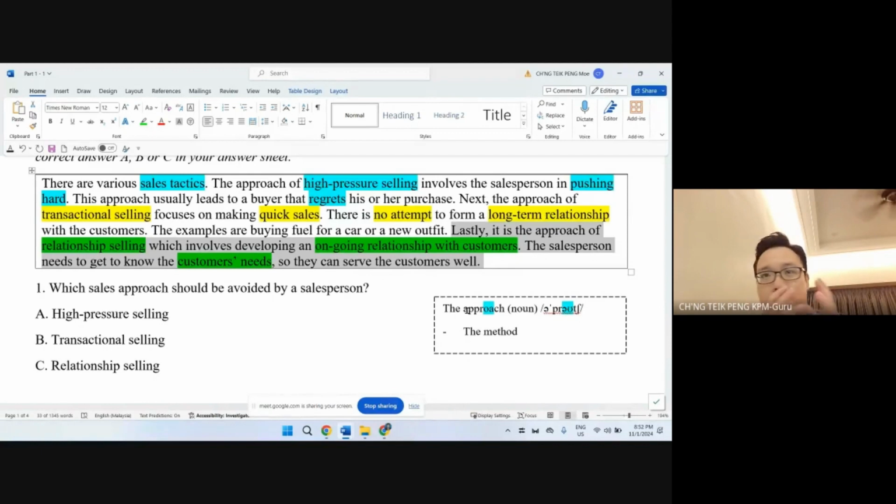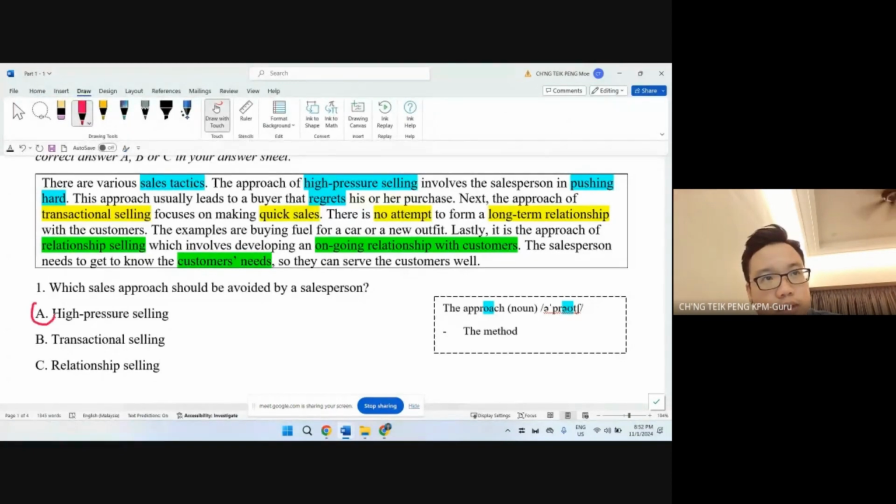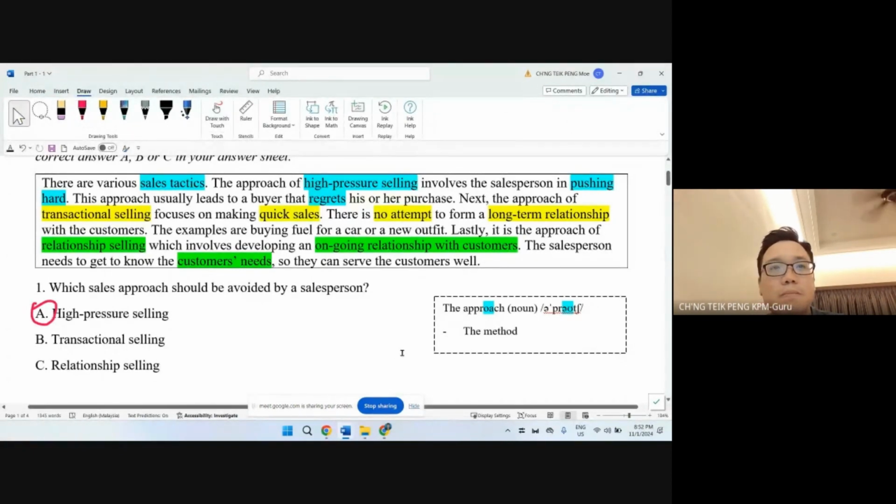All right, okay, but never mind, just focus on the keywords of the text. Okay, the text is about sales tactics, and then there are three types of tactics: high pressure selling, transactional selling, and relationship selling. Which sales approach should be avoided by a salesperson? Should be avoided. Okay, so the answer is A, high pressure selling. Very good. High pressure selling. Okay, so any problem?